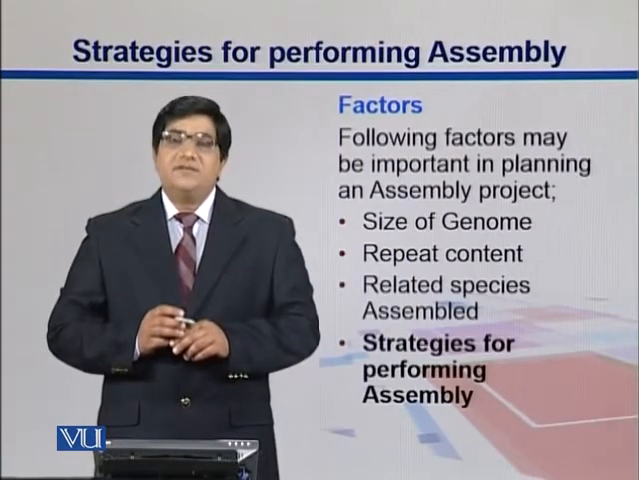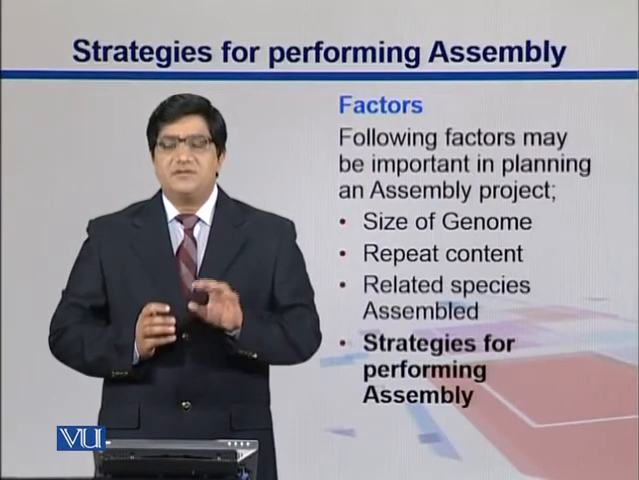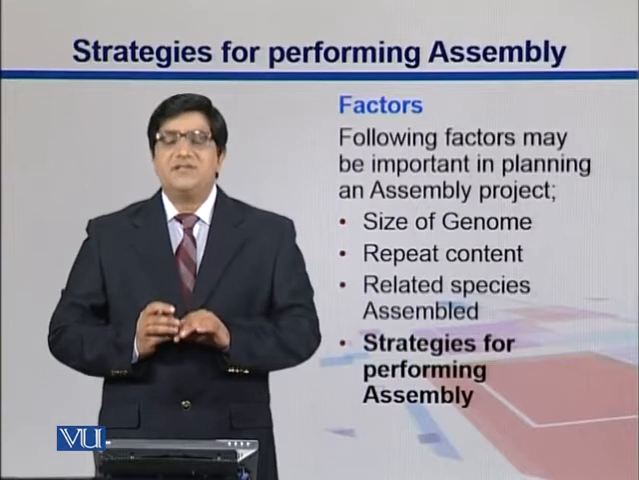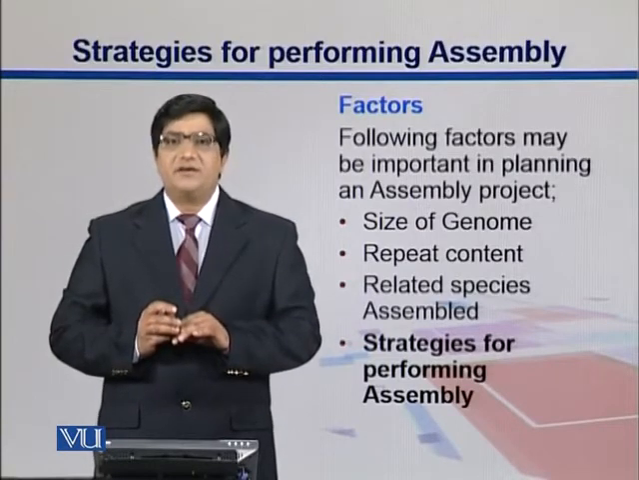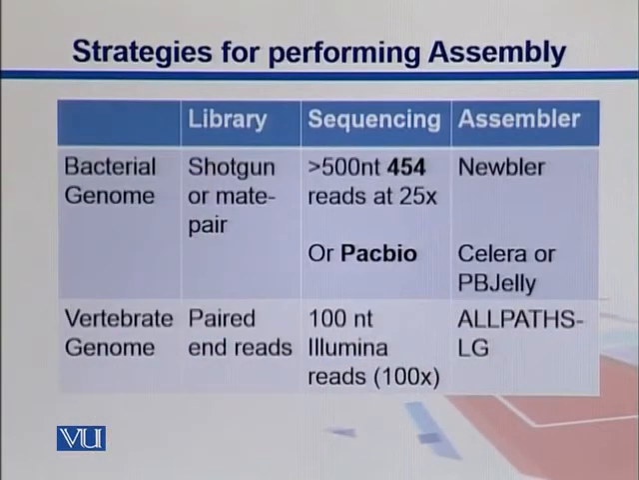Another factor which is really important is what strategies you are using, what algorithms you are using, what software you are using, and what sequencing platform you are using for your assembly. So that factor is also important in this genome assembly project. Here we can see a comparison for a bacterial versus vertebrate, or we can say prokaryote versus eukaryote genome. For prokaryote or bacteria, you can use shotgun or mate paired, and then you can use 454. Your reads are over 500 nucleotides, and the coverage is 25x.